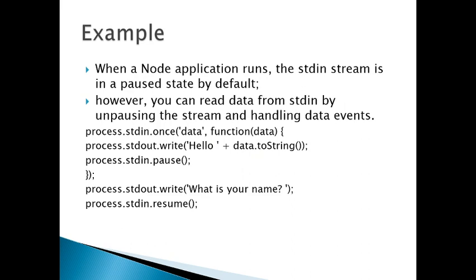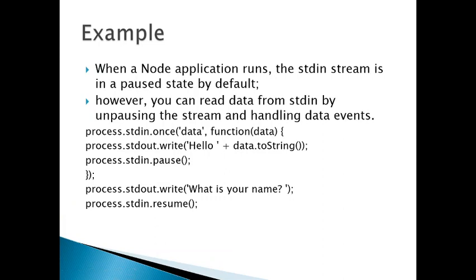Now we will take an example of these standard streams so that you can understand. When a Node application runs, the stdin stream is in a paused mode or paused state by default. However, you can read data from stdin by unpausing the stream and handling the data event. So I will explain this code. You can understand it easily.